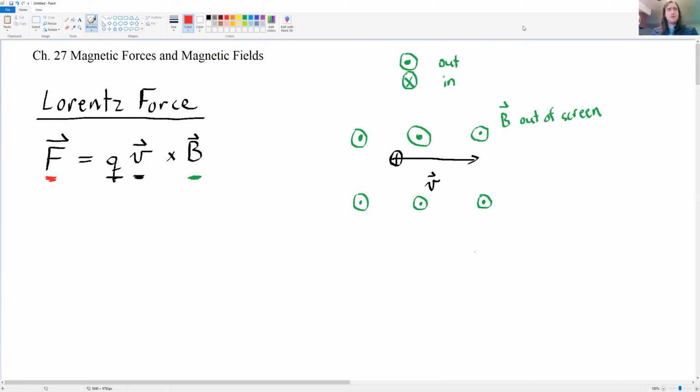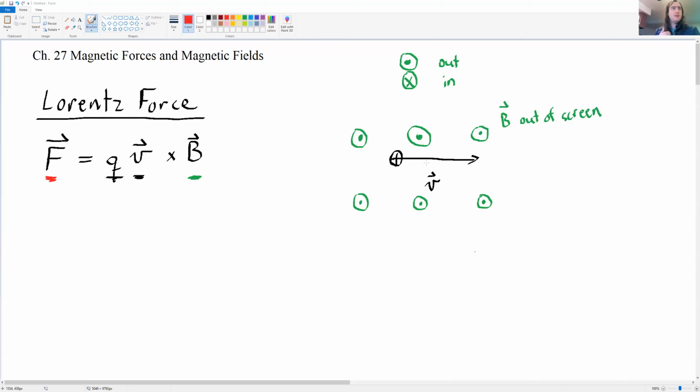Let me go ahead and stop the share for a second so you guys can see. Can you guys see me a little bit bigger now? This is my right hand here. Your video might be flipped or something. You might think this is my left hand, but this is my right hand. What you want to do is you want to point your fingers in the direction of the velocity and then curl your fingers in the direction of the magnetic field, and your thumb will point in the direction of the force. Okay, so I'm going to go ahead and share screen again.